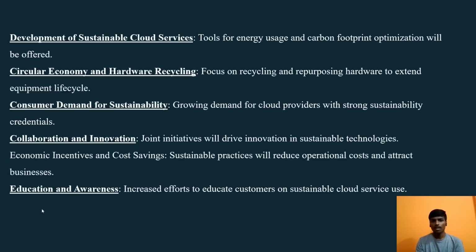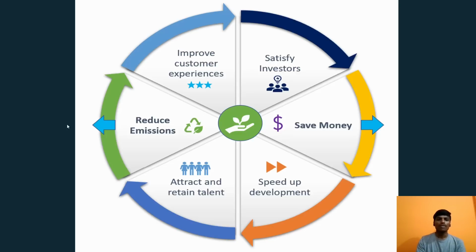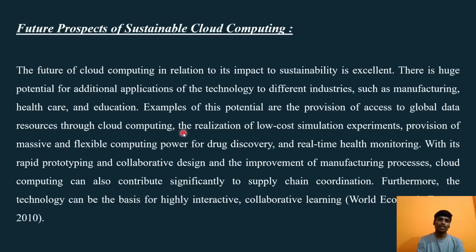Development of sustainable cloud services is very important: circular economy and hardware recycling, consumer demand for sustainability, collaboration and innovation, education and awareness. Education and awareness is much needed in the use of cloud services. Cloud companies mainly concentrate on improving customer service, satisfying investors, saving money, speeding up development, attracting and retaining talent, and reducing emissions. So basically, in Green IT, we focus on reducing emissions and saving money. The end goal is to reduce emissions.